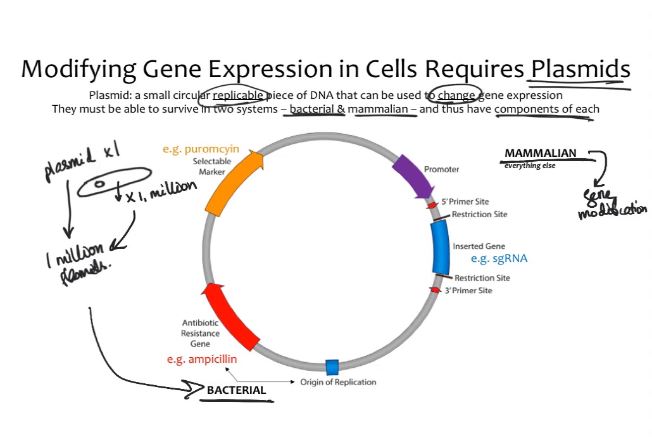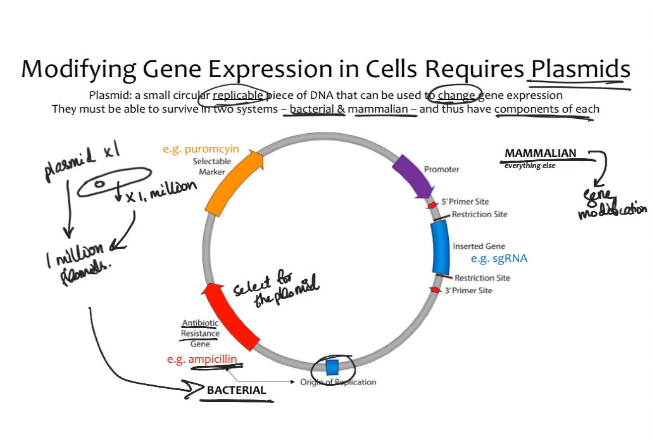So let's go through the pieces a little bit. So this origin of replication is going to be the bacterial origin of replication. It's what allows this plasmid to be replicated in bacteria. And this resistance gene here, which could be ampicillin, is what allows us to select for the plasmid in the bacteria. So typically when you grow it in bacteria, you'll add ampicillin to make sure that you're only growing bacteria that contain your plasmid and not growing any other bacteria. And then the rest of the system is going to be your mammalian system.